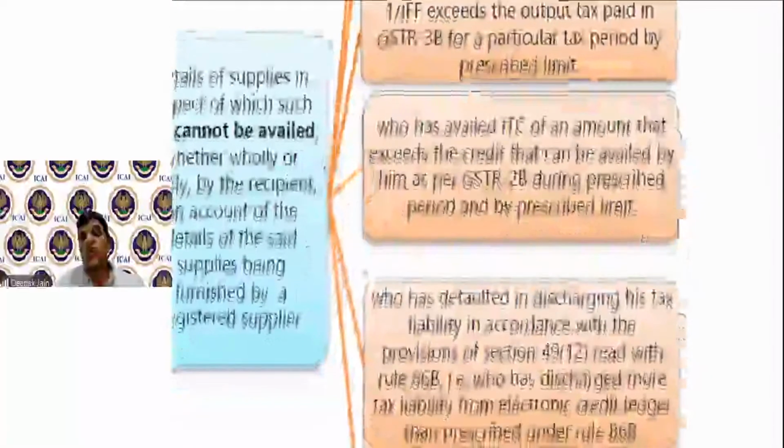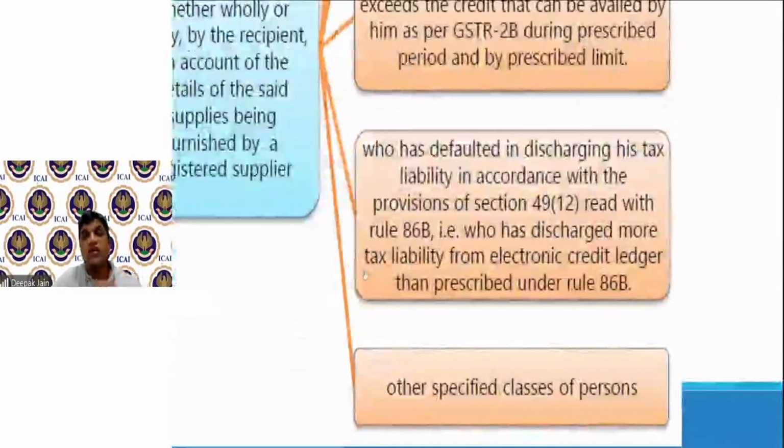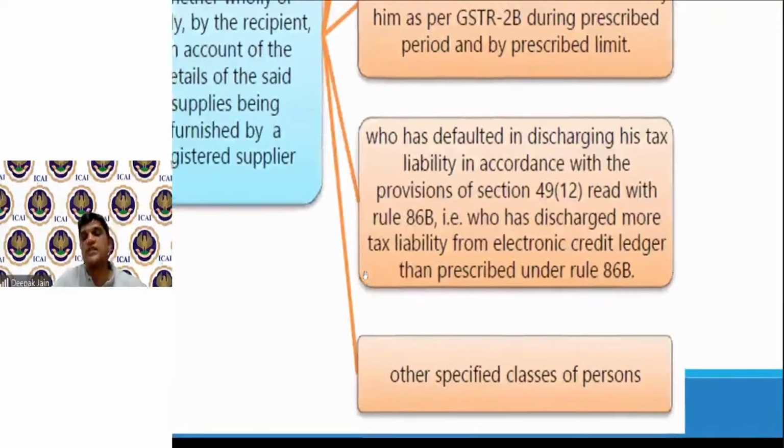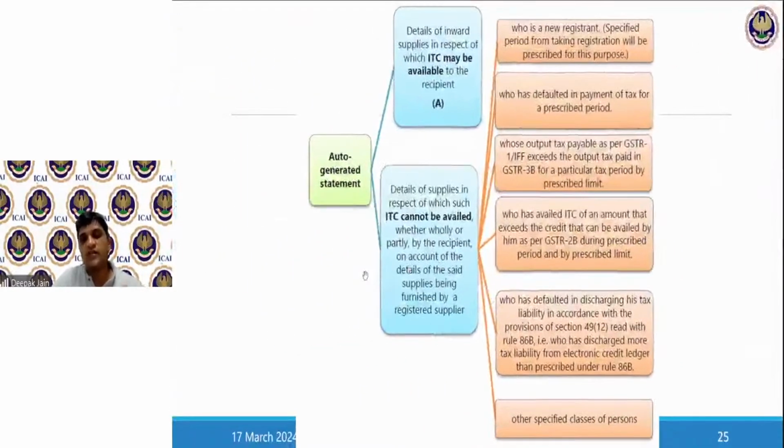Or who has availed ITC of an amount that exceeds the credit that can be availed, like how we are claiming credit. Similarly, he has to claim credit from his GSTR-2B. Now, if he has claimed more credit than what is there in his GSTR-2B, then also credit will be blocked. Who has defaulted in discharging his tax liability, then also it will be blocked, and any other specified person. So these are only theoretical, not practical, for two reasons.